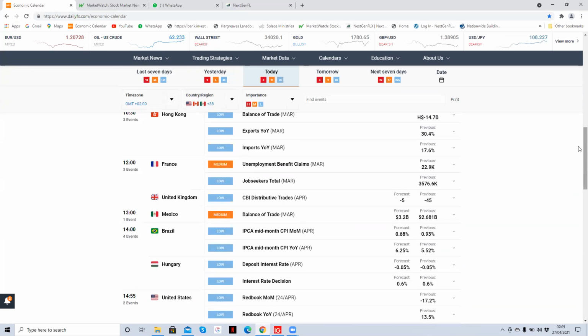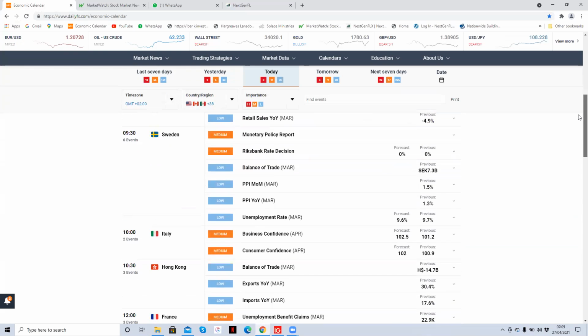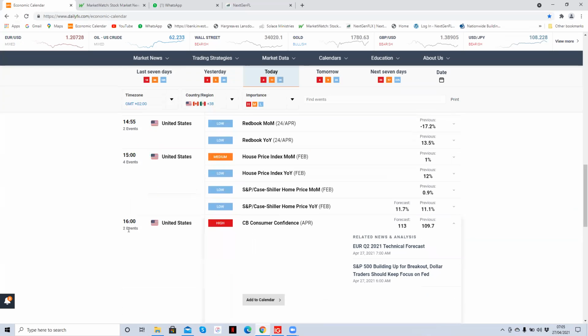So far, we're going to do some more checking. So we now know there's a report at 4 p.m. GMT +2 due out of the United States, a report of high importance, which would affect all currency pairs and all financial markets. So there's a high probability of the markets trending sideways prior to that report. So we want to avoid trading prior to that report.